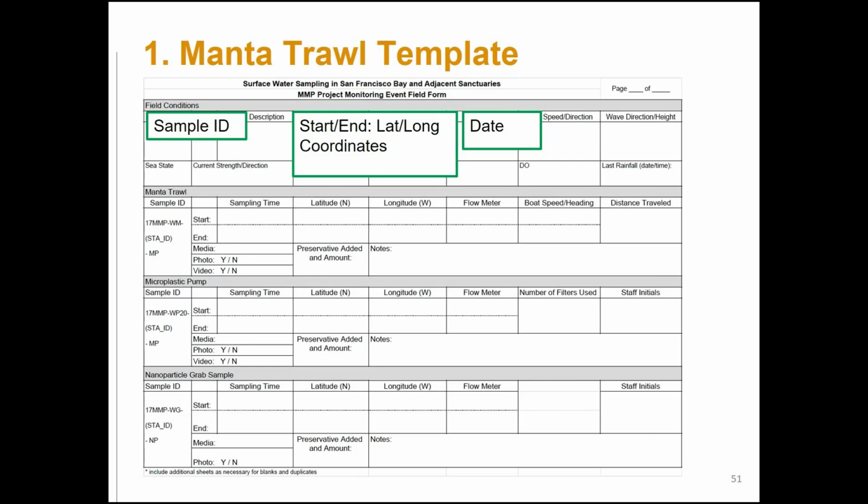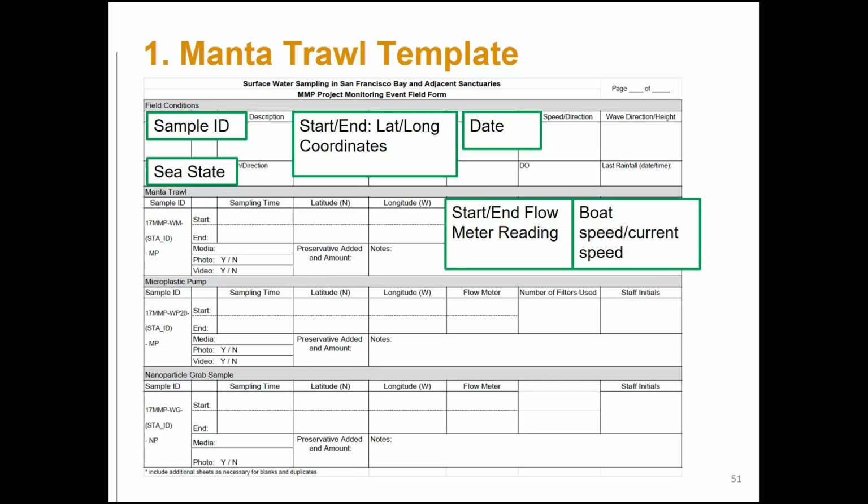For the manta trawl sample, again, clearly the sample ID, the location, your start and end coordinates, as well as the date is very important. It's also important to record the sea state, and this describes the calmness or the turbulence of the water surface, and that can affect how much microparticles that are on the surface are getting mixed in those surface waters.